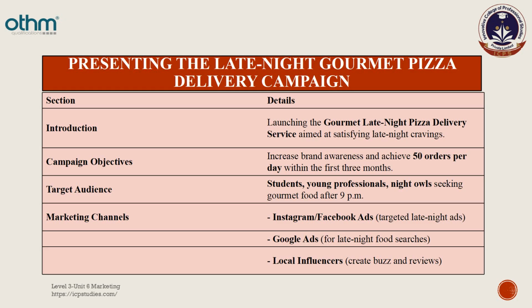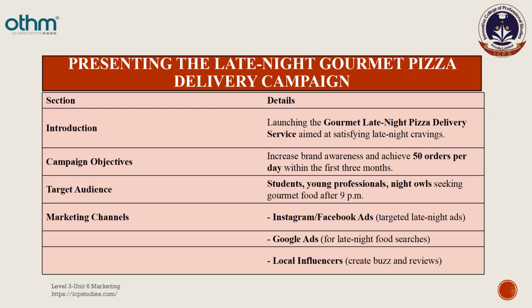Then we have the campaign objective, and our campaign objective is to increase the brand awareness of the customers, and we have to achieve 50 orders per day within the first 3 months. Then we have our targeted audience. Our target audience are the students, young professionals, or night owls that seek gourmet food after 9 p.m.